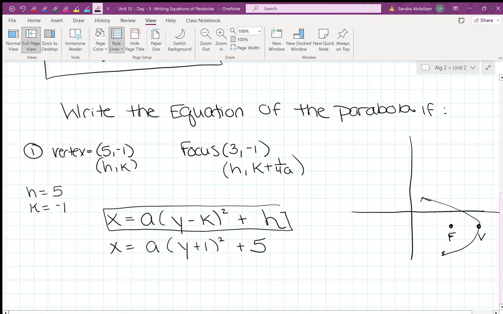Is that vertical? H plus 1 over 4A, comma. Horizontal, we go with the H. H for horizontal. Yes, you're right. H plus 1 over 4A, comma K. Sorry about that. That's better, right?